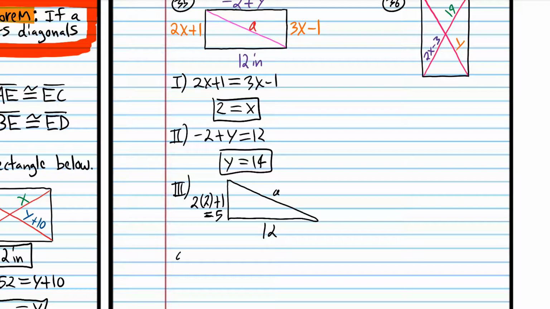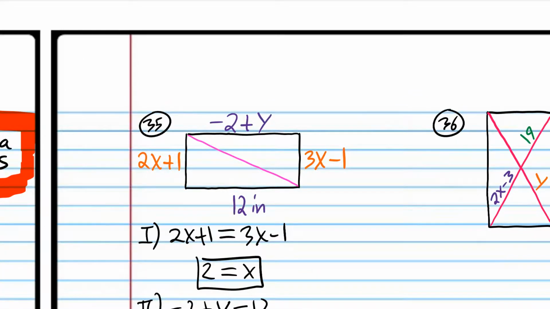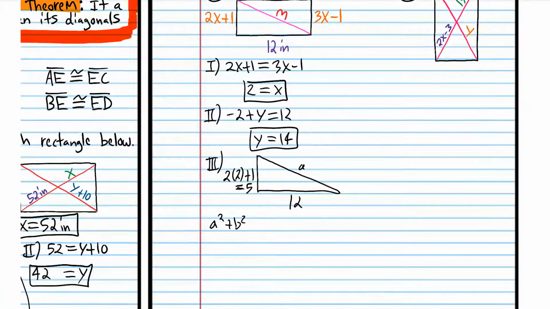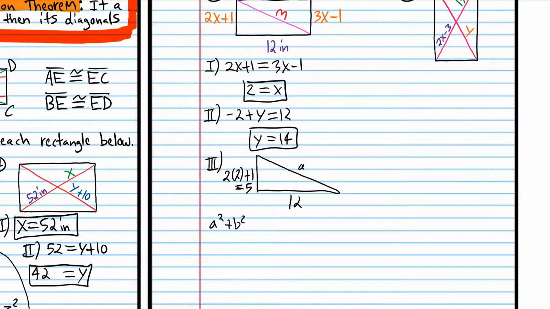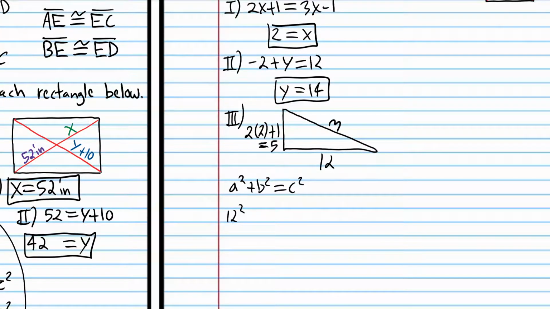So a squared plus b squared, and you know what? That's a different variable. I'm sorry. So I need to change that to, let's see, I'll just change that to m. You can't have a different definition for the same variable. A squared plus b squared is equal to c squared. I don't want to confuse you with that. So 12 squared plus 5 squared is equal to c squared. And we don't really have time, so I'm just going to simplify it. C is 13.